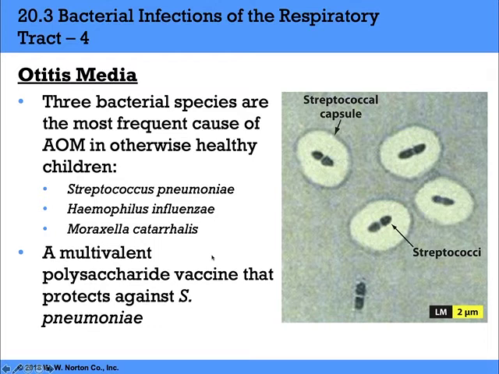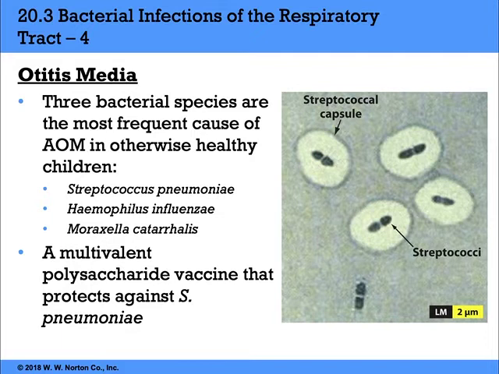Okay, so the bacteria that can travel from the throat up through the eustachian tube into the middle ear that cause otitis media in otherwise healthy children include Streptococcus pneumoniae, Haemophilus influenzae, and Moraxella catarrhalis. Okay? They each carry a multivalent polysaccharide vaccine. You can get this vaccine at your doctor. It can protect against Streptococcus pneumoniae.